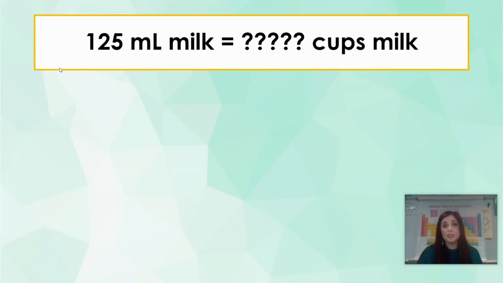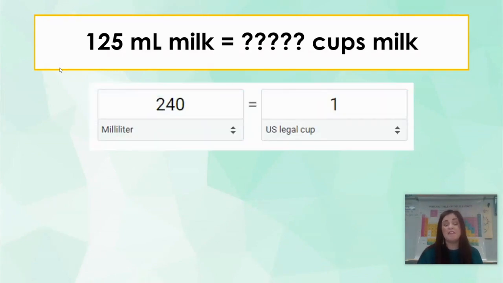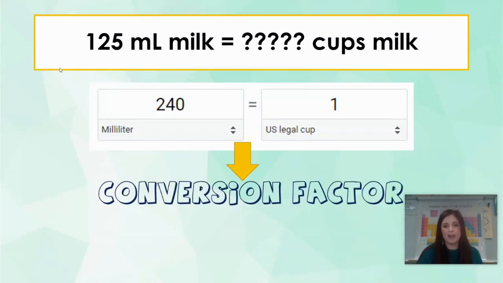In order to do this, what you have to do first, and normally I would give this to you, sometimes I'll have you look it up, but I looked on the internet and asked, how many milliliters are in one cup? I found that there are 240 milliliters in one cup of some liquid. One cup of any liquid has 240 milliliters of that liquid in it. This particular item is what we call a conversion factor.